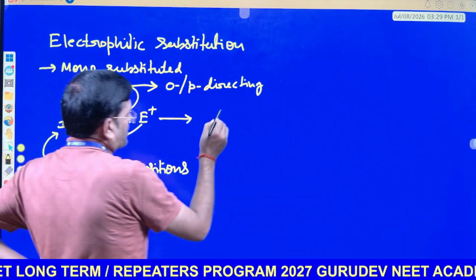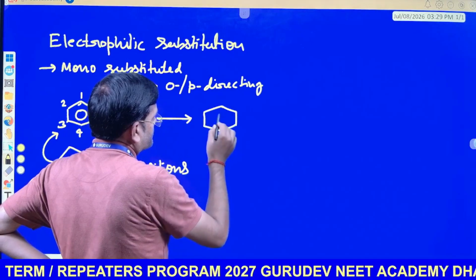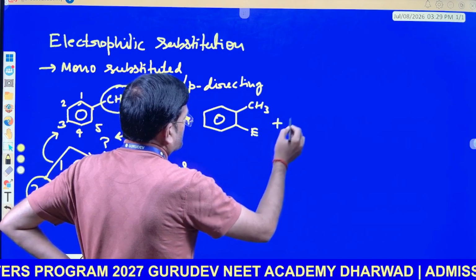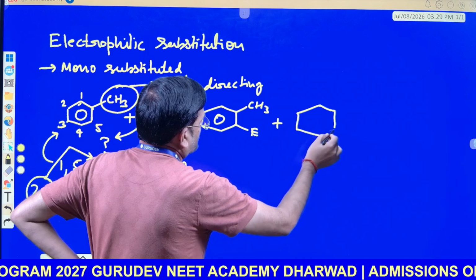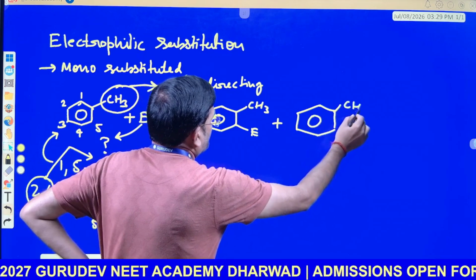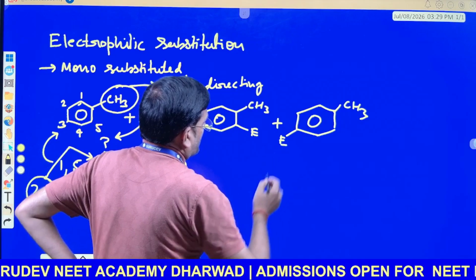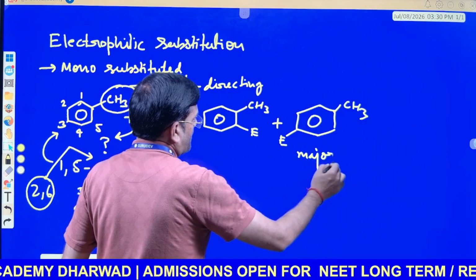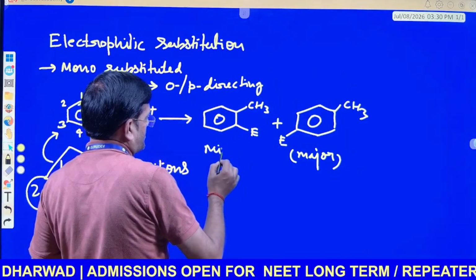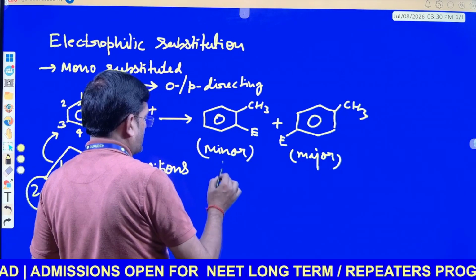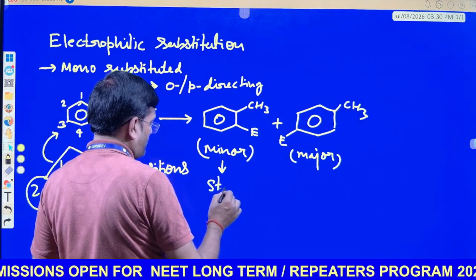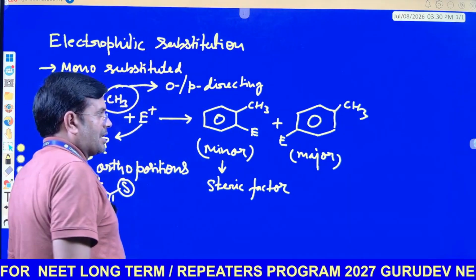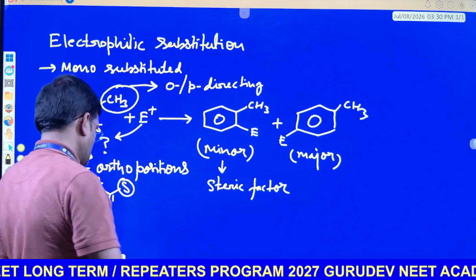So the product will be CH3 E plus CH3 E, and in most of the cases para is major while this one is minor, and the reason to be minor is steric factor, right? On account of steric factor, ortho isomer is less.